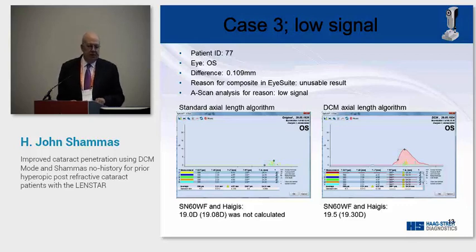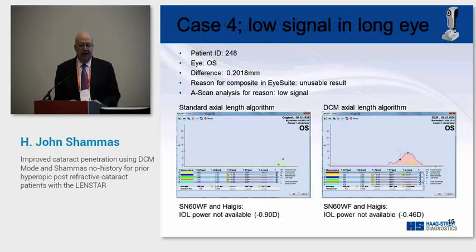Case number three is when you have a very low signal. Many times with a dense cataract, the retinal signal is so small that it's very hard for you to say, yes, this is the one I want to use. Even if you get measurements in here, you have some doubts whether it is true or not. But with the DCM, you get a higher spike and you know exactly that this is the one.